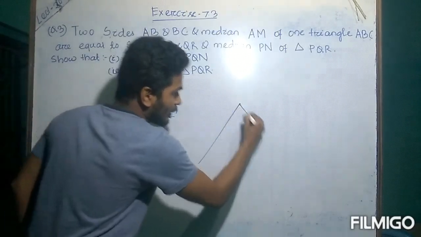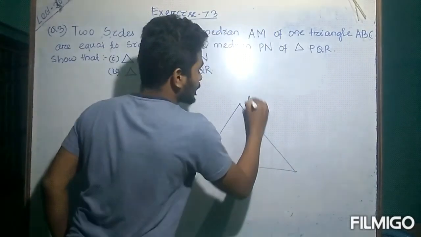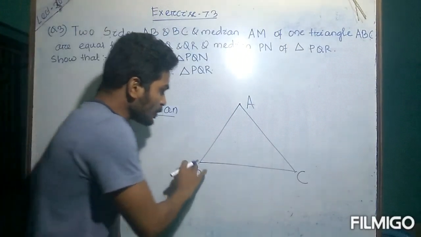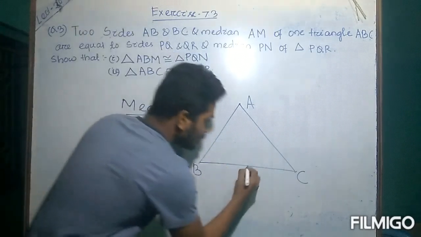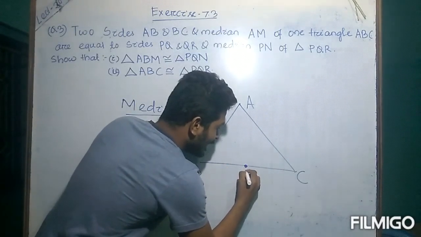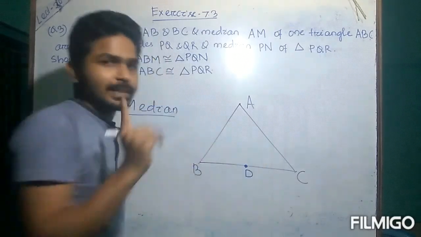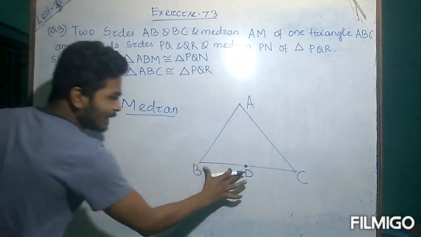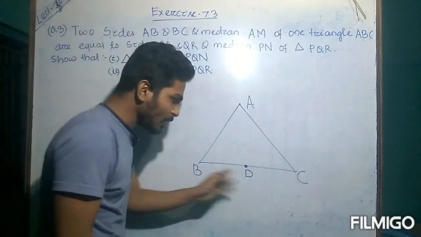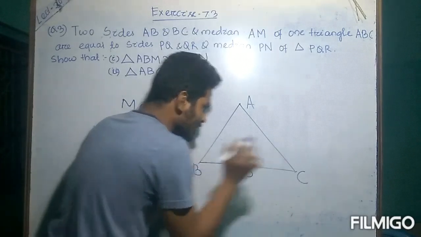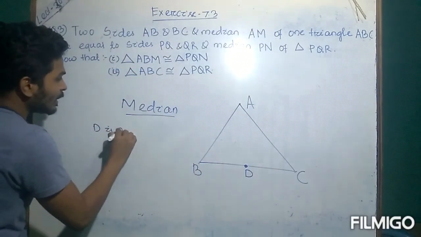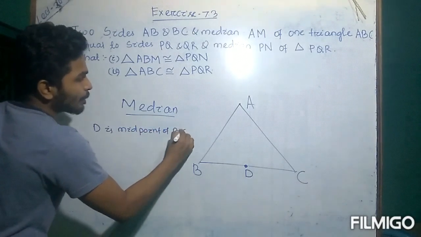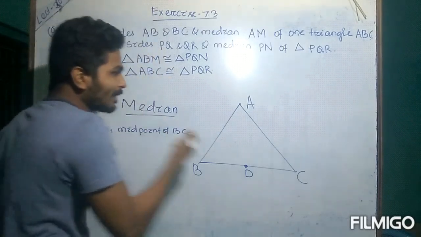Suppose there is a triangle like this, ABC. Suppose BC is one of its sides and there is a point D which is the midpoint of BC. So D is the midpoint of BC, or you can say BD is equal to DC. So this distance is equal to this distance. Understood?